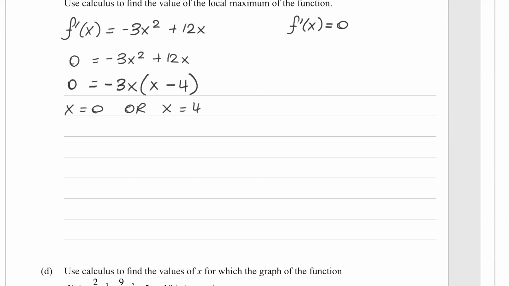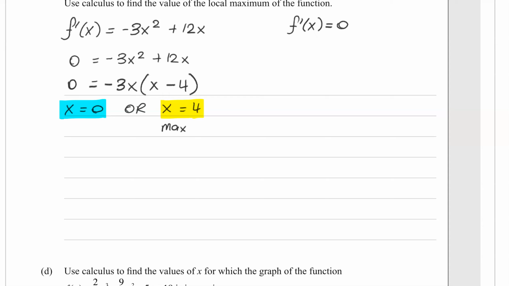Now we know that this over here was our minimum. So therefore this over here is our maximum, because we were told that that is our minimum right there. So now I've got the x value for the maximum, and I need to find the y coordinate.